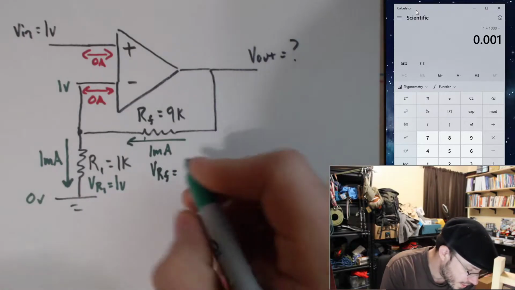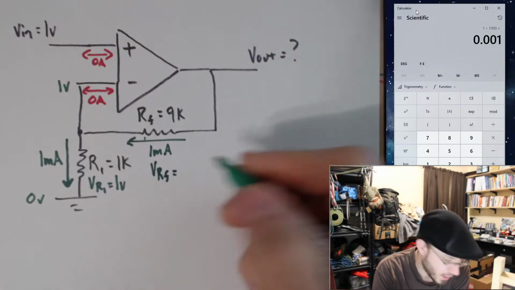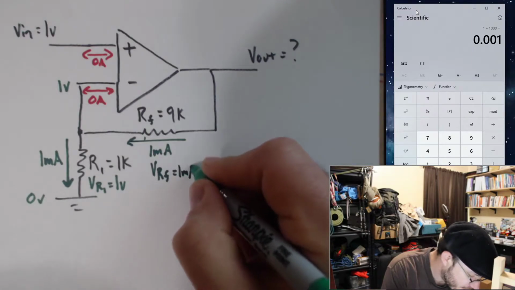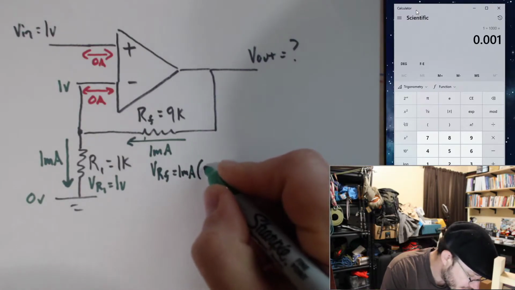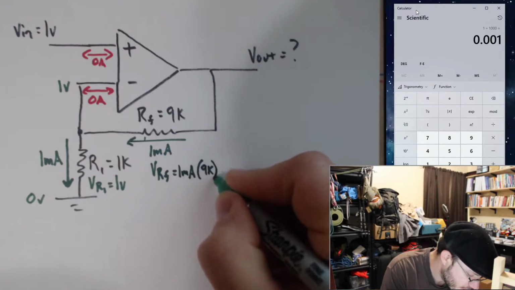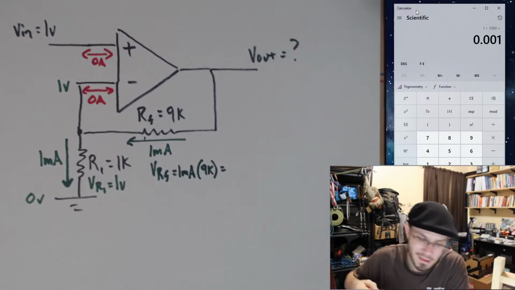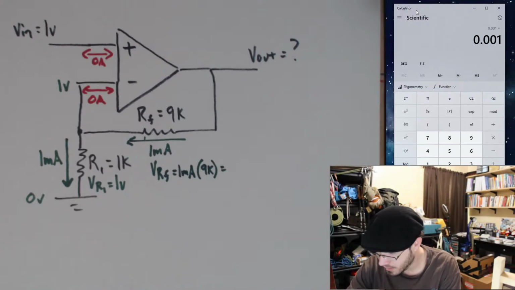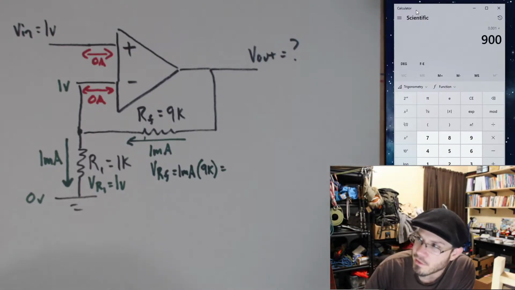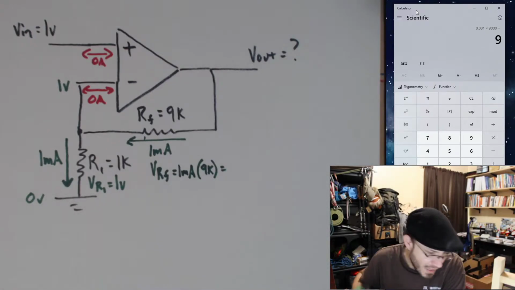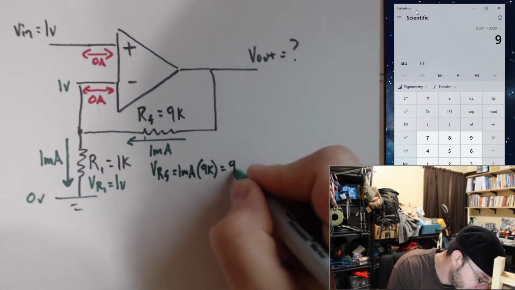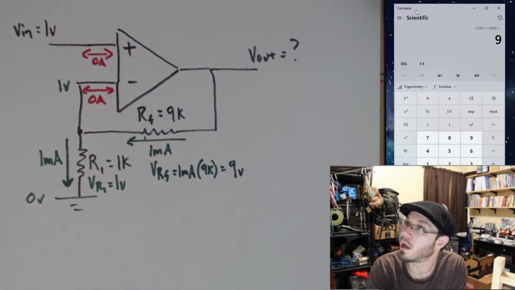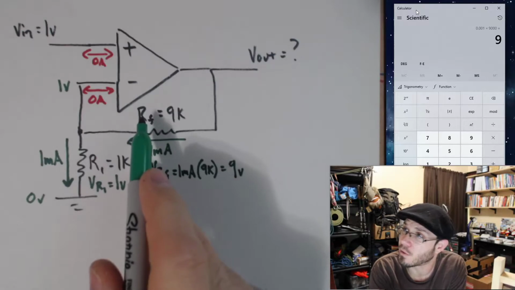VRF, therefore, is going to be equal to, well, V equals IR. So 1 milliamp times 9K. Let's figure out what that is. 0.001 times 9,000. I think it's going to be 9 volts. 9 volts is what we get. Okay, so I get a 9 volt drop across my feedback resistor.